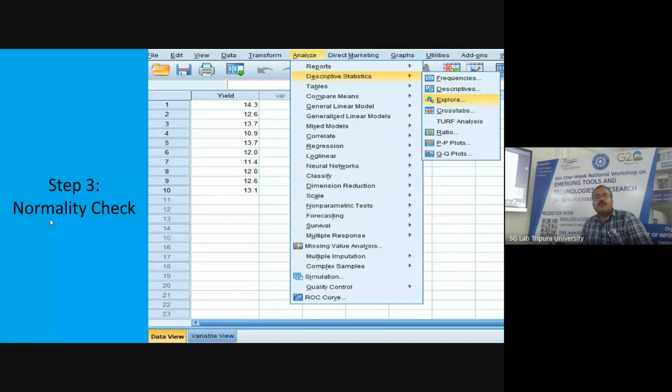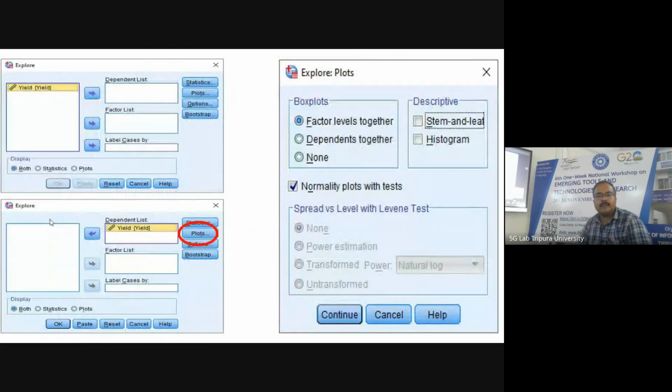When you open your SPSS, you will go to Analyze, then Descriptive Statistics, then Explore. Before doing a t-test, you need to do something else also. Analyze, Descriptive Statistics, Explore, and then you will get this dialog box. In the Explore dialog box, there is yield. That is the only variable we are concerned with. You will import this yield into the dependent list: select yield and click on the right arrow, and it will come to the list.